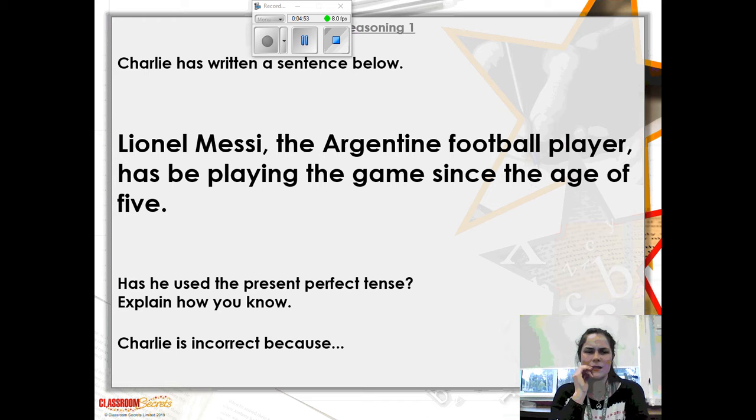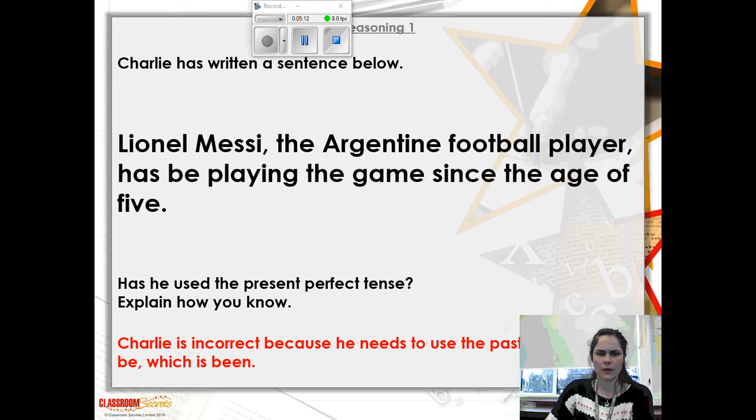He's used the word has, and I spoke about using has and have. What could be wrong about this? Let me read the sentence. Lionel Messi, the Argentine football player, has been playing the game since the age of 5. That is incorrect. So you need to use the past perfect of be, which is been.